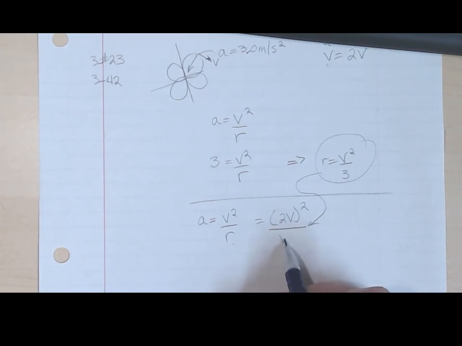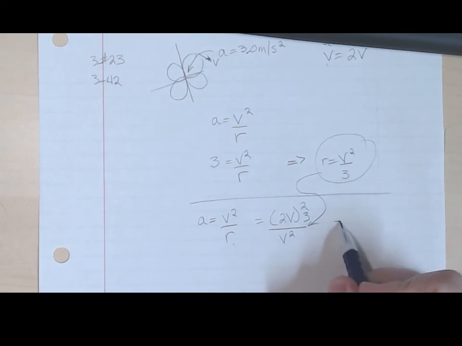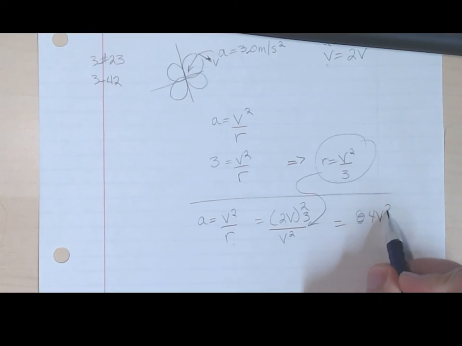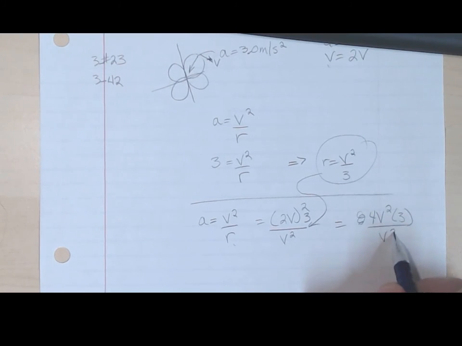So let's substitute in v squared. The 3 comes to the top. What's interesting is my v's all cancel. You can see I had 4v squared times 3 on the top and v squared on the bottom. So the v squares cancel, and what am I left with? I'm left with 12.